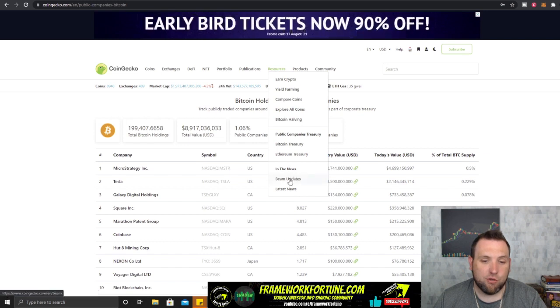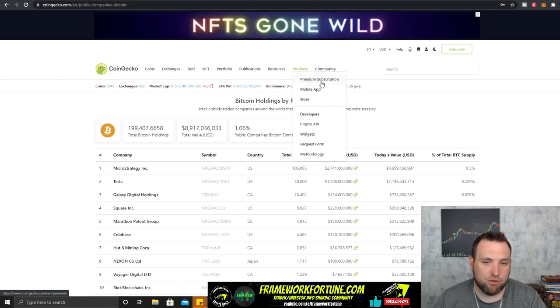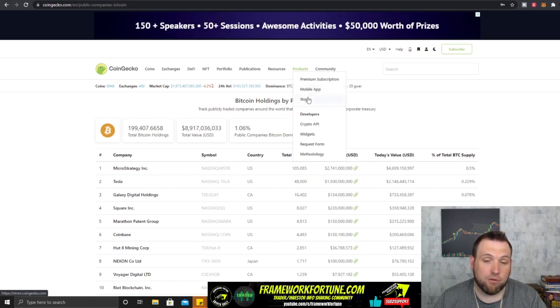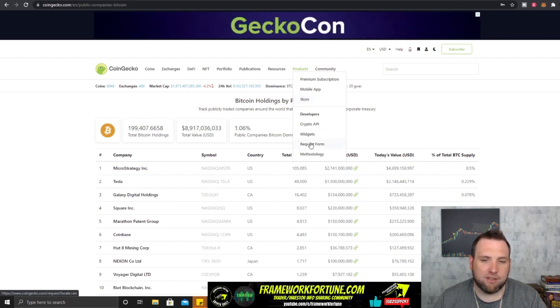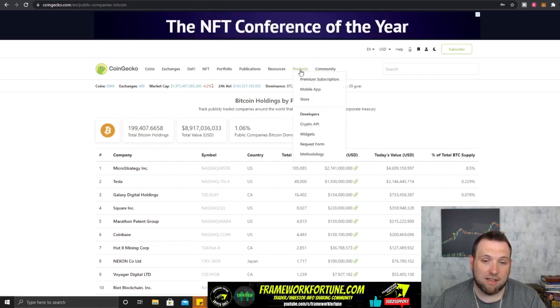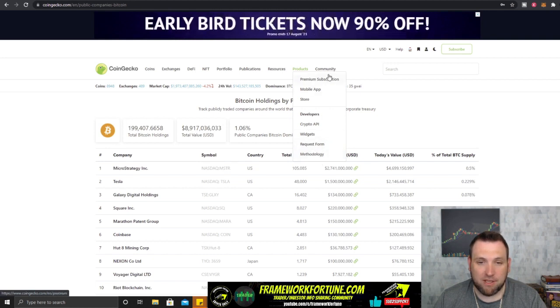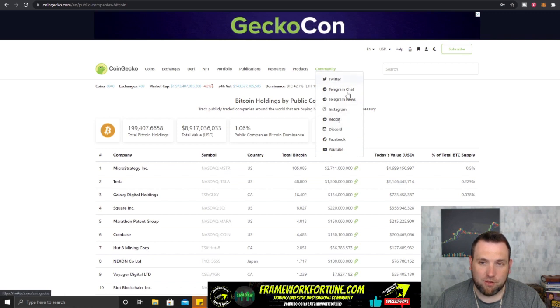Then you can see the news, and you can get updates and the latest news. They do have some products for sale. They have a premium subscription. I don't know if you need it really. They have a mobile app, so you can download it on your phone and have all the info to go. They have a store, but they just sell some self-help books and things like that. And then there's some developer stuff here, crypto API. You can add your own widget to the site. They have some different widgets, REST request form, methodology, and then they've got their community tab where you can join the communities.